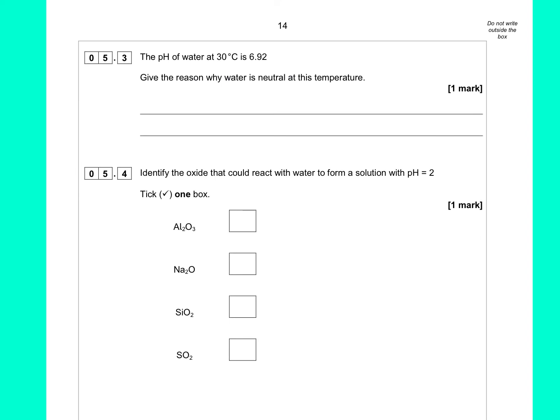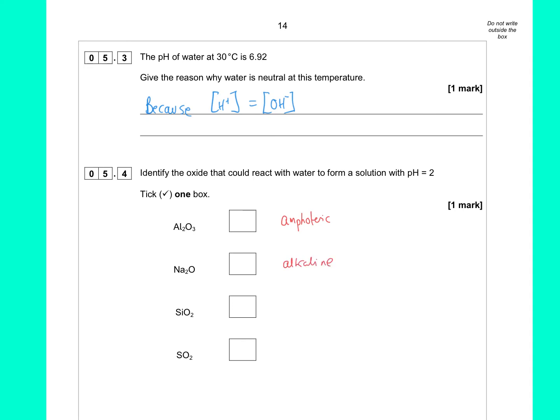So we've seen 5.3 many times before. Why is it still neutral even though Kw has changed and the pH is different? And this is because the hydrogen ion concentration is still equal to the hydroxide ion concentration, so it's still neutral water.